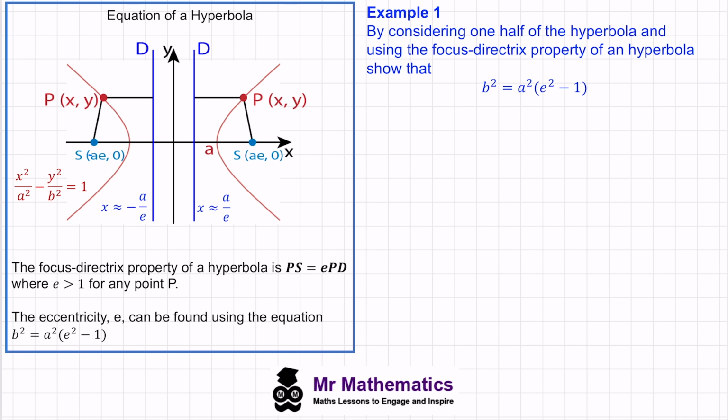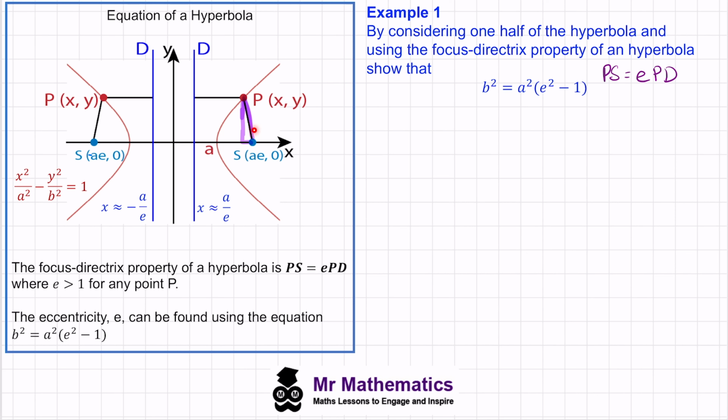In example 1, we've been told to consider half of a hyperbola and, using the focus directrix property, to show that this is true. The first thing we're going to do is use the property PS is equal to e times PD. So now we need to work out the length PS, but we can think of this as a right angled triangle, where we can use Pythagoras' theorem.